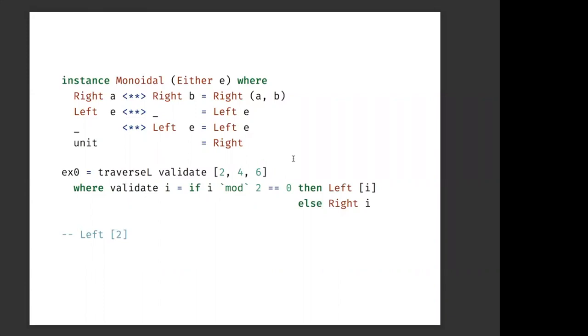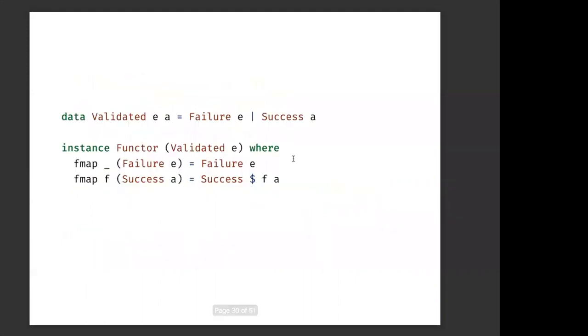Well, Either is sort of doomed to be short-circuiting behavior because the applicative instance for Either has to be consistent with the monad instance for Either. And monads are all about dependent effects, sequencing dependent effects. So you can't really have Either's applicative instance do independent validation unless you want to be inconsistent with the monad instance. But what we can do is just write another data type that pretty much looks like Either.